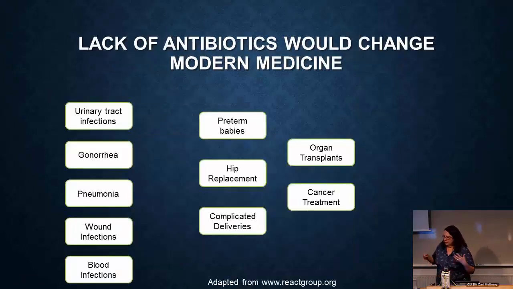So the impact of not having antibiotics is not only dealing with actual infections, for example, urinary tract infections, gonorrhea, pneumonia, wound infections, blood infections. But antibiotics are also commonly prescribed for a number of different procedures or other conditions. For example, for preterm babies, hip replacements, complicated deliveries, pregnancies, organ transplants, and cancer treatment. So with no antibiotics, all of these groups would be affected.